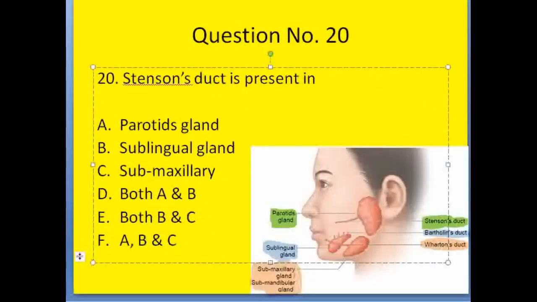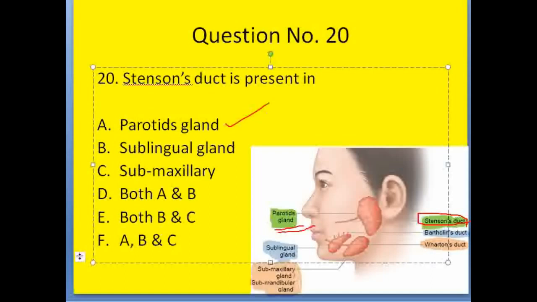Question number 20. Stenson's duct is present in. They are given the options A, B, C, D, E, F. But in that diagram they have given parotid gland, sublingual gland, submaxillary or submandibular gland. And in that, the Stenson's duct is here, which is present in the parotid gland. So parotid gland, A, is where it is present.